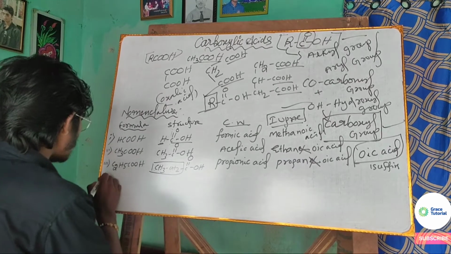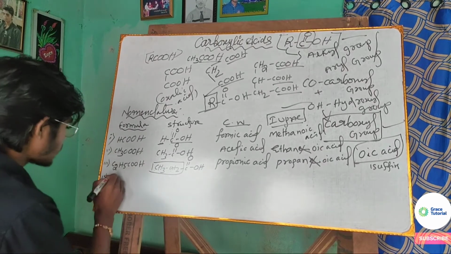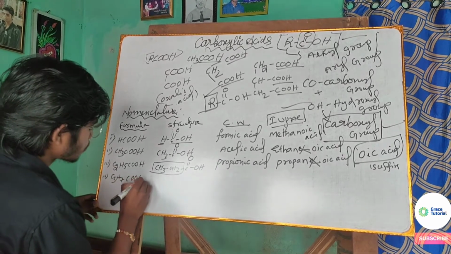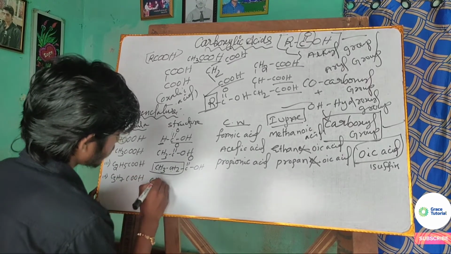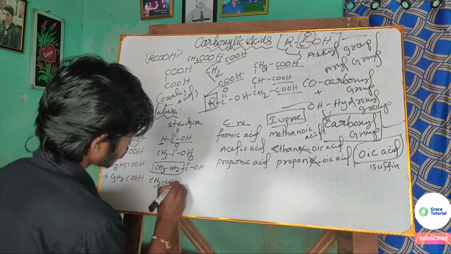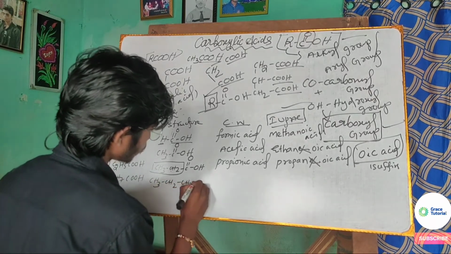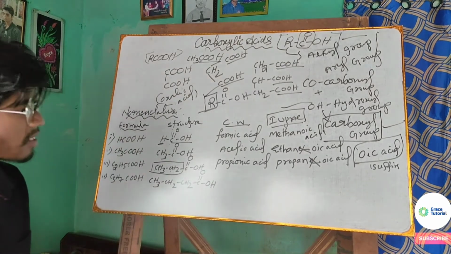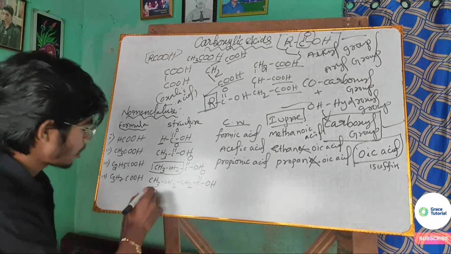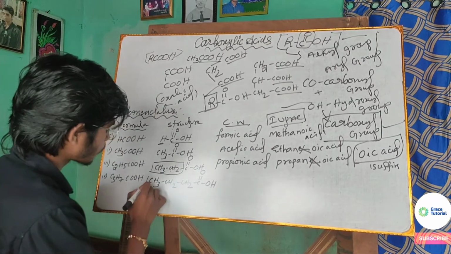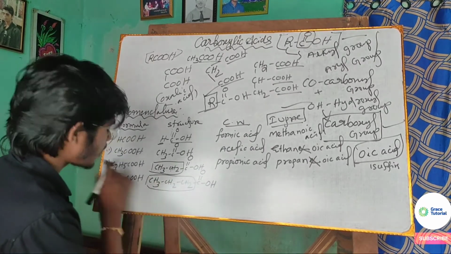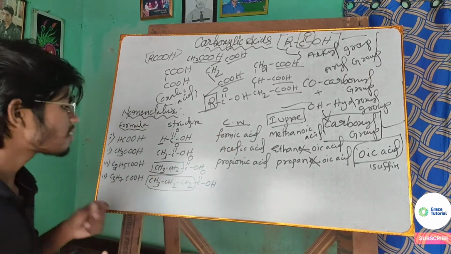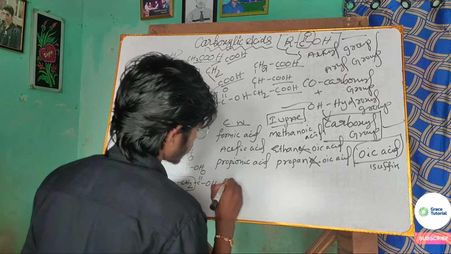Suppose you add one more alkyl group, that is C3H7COOH, or you can write CH3CH2CH2COOH. So what is the name of this compound according to the common name? If ethyl is there, you need to write propione. Similarly, if propyl is there, you need to write butyl.